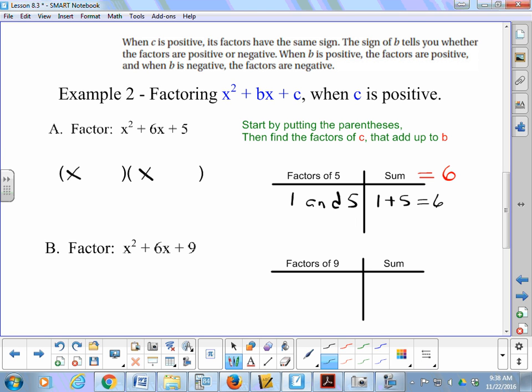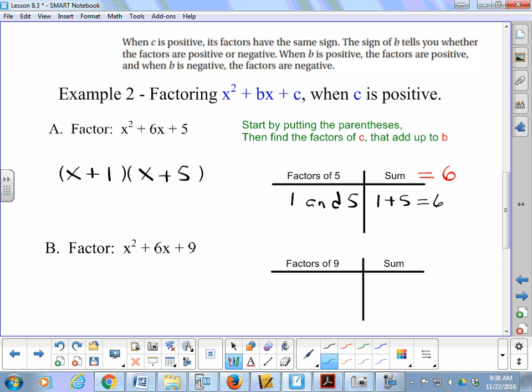Great, so that was the easy one. x plus 1 and x plus 5. There we go, there's our answer. All right, and then we could multiply it to check. Right? We're not going to, but we can.